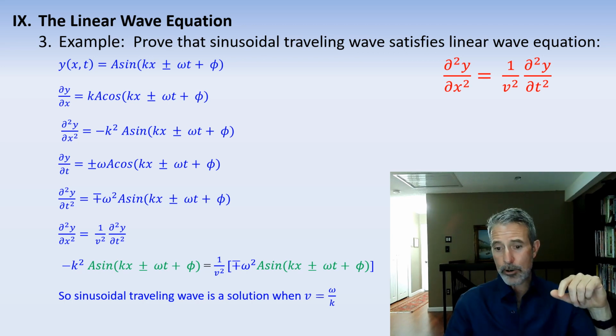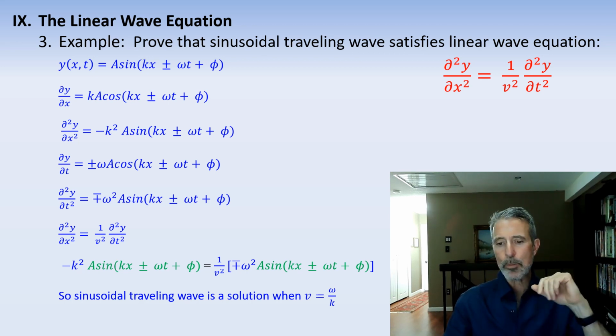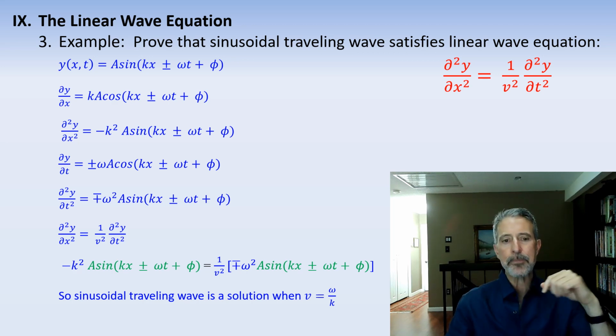And this right here, v equals omega over k, is nothing more than the wave equation, right? That is v equals lambda f, simply expressed in terms of these different variables. So we see here that the wave function that we've been talking about is indeed a solution to the linear wave equation.